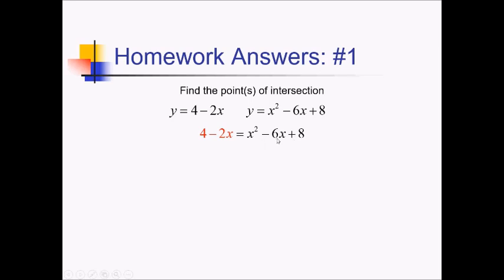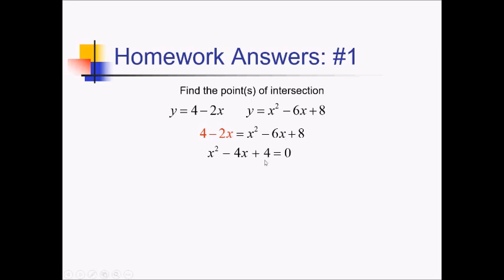And since I do have linear terms in here, I'm going to have to get everything over to one side and either factor or use quadratic formula. So let me leave the x squared where it is, and I'll move everything else over to the right side. So adding 2x over here, negative 6x plus 2x is negative 4x. And then subtracting 4 over here, 8 minus 4 gives us a positive 4.